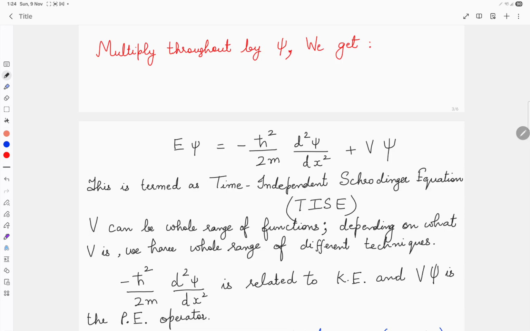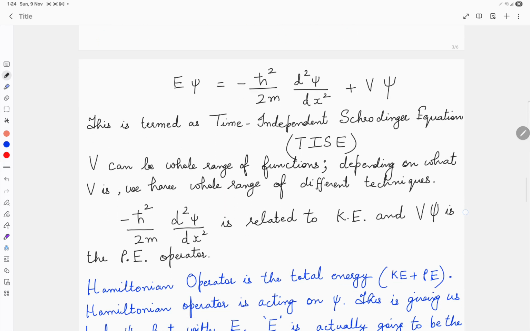where this potential V can be a whole range of potential energy functions. Actually the complexity of the solution will depend on what potential energy function we choose here, right? That's what I'm trying to say here. V can be a whole range of functions, and depending on what V is, we have a whole range of different techniques.